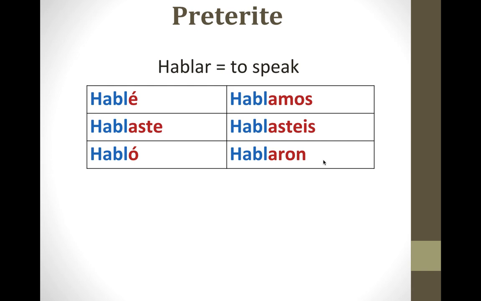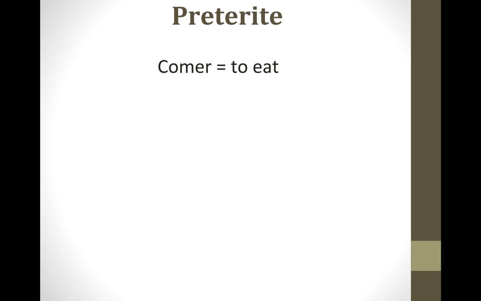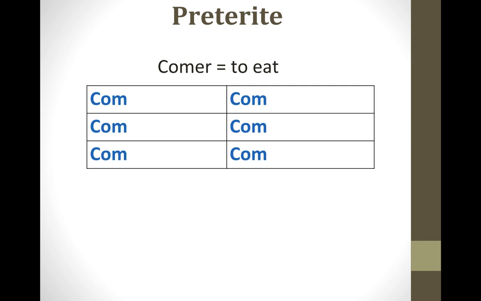Okay, let's try an ER verb. The next verb we're going to do is comer. Comer means to eat. If you wanted to say, I ate breakfast, or they ate in the cafeteria, you would need to put the verb comer in the preterite. To do so, step 1, you're going to drop the ER. And step 2, you're going to add the appropriate ending. So you have here, comí, comiste, comió, comimos, comieron.